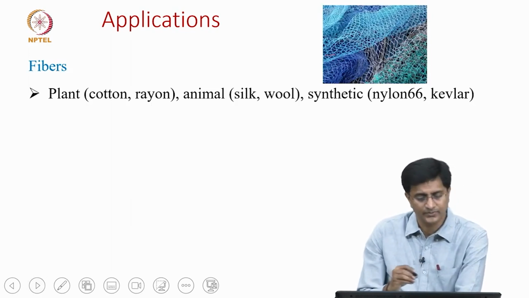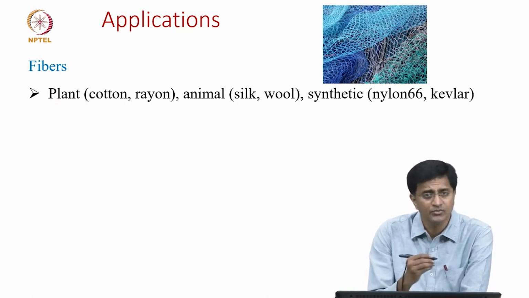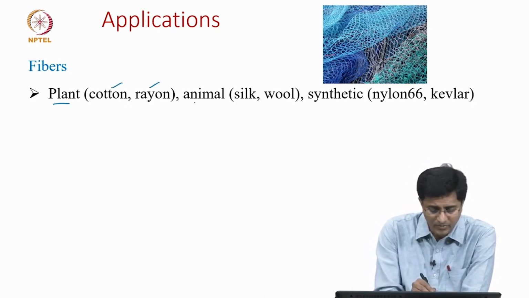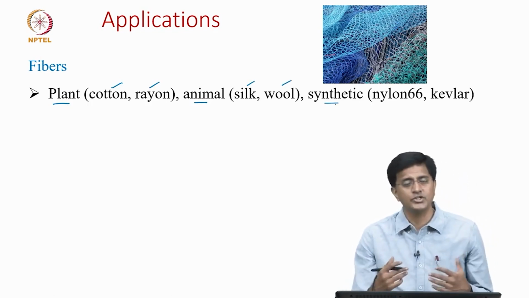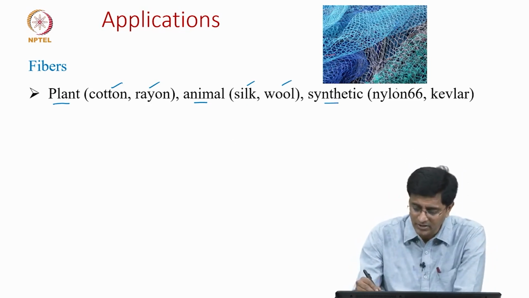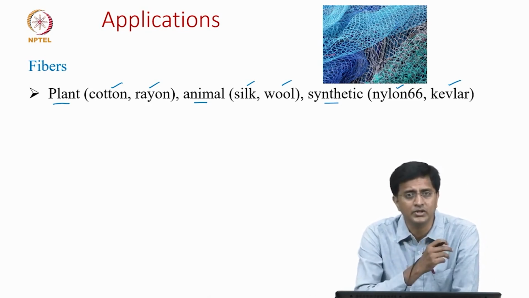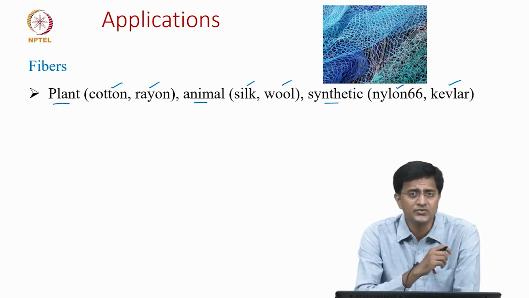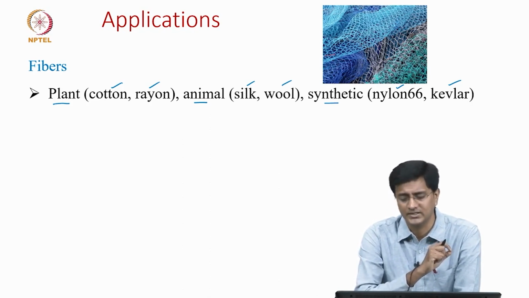We will start with fibers. Fibers, as I mentioned, we get from different sources. From plants we get cotton and rayon, and from animals we get silk and wool. But synthetic fibers are what are mostly used in engineering applications. These include nylon 66 and Kevlar. Nylon 66, as I mentioned, we can use for fishing lines as well as fabrics, and Kevlar is a material which is very tough, which means it can take a lot of energy before failure, and this is the reason why it is used for bulletproof jackets.